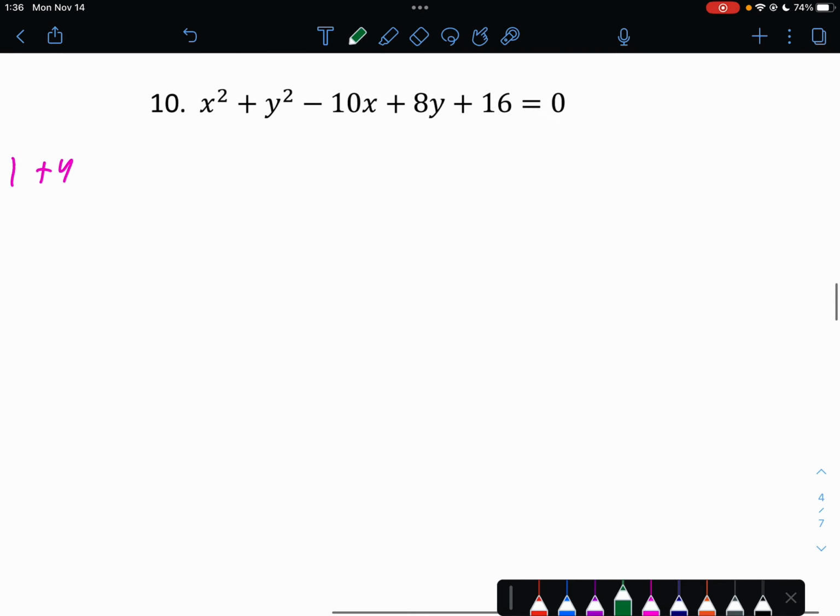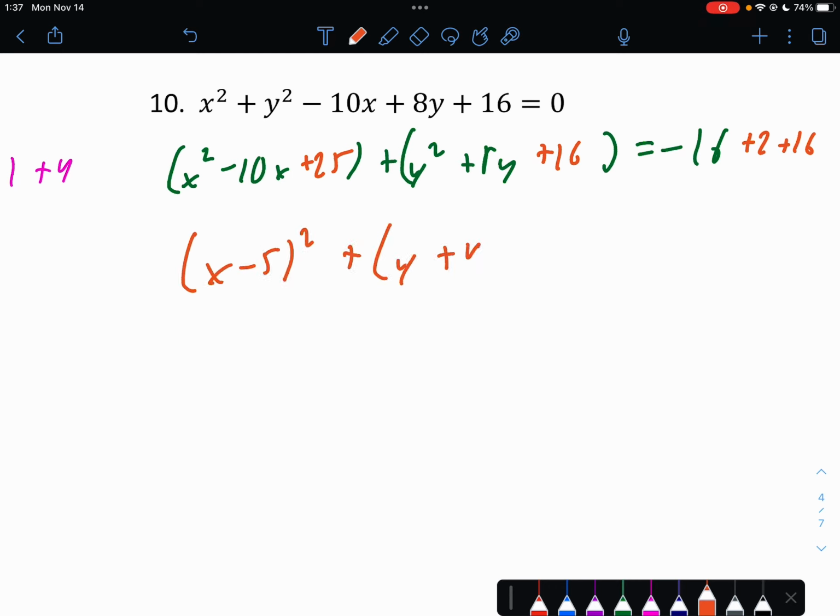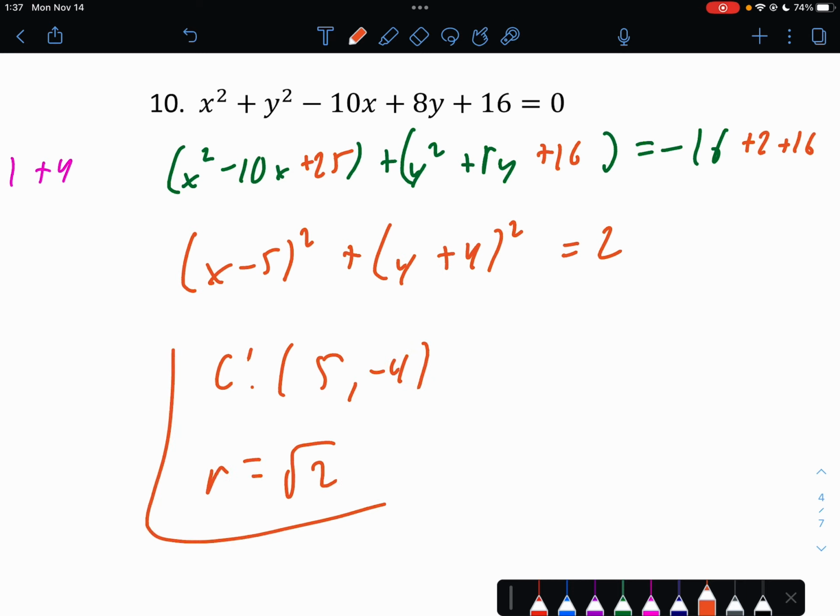Okay, last one. All right, same thing. Group my x's together. Group my y's together. Bring the constant to the other side. Half of b squared. Half of b squared. Now we get x minus 5 squared plus y plus 4 squared equals 2. So my center is at 5, negative 4, and my radius is root 2.